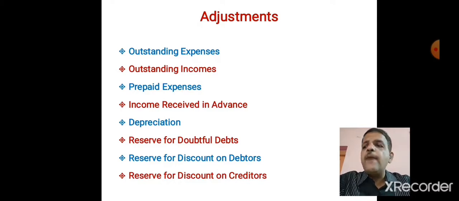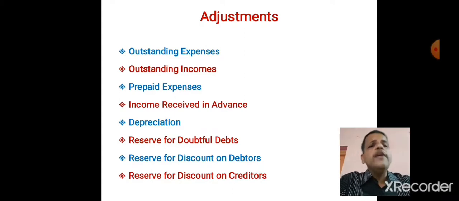The second adjustment is of outstanding income. Now, when we earn some income but we are not receiving it at that time, it is known as outstanding income. Let us say we earned some interest, maybe 5,000, but yet it is not credited to our account or we have not received that in cash. At that time it is outstanding interest, or outstanding income we can say. Now, outstanding income is also known as income due but not received. We can say it is income receivable. Also we can say it is income earned but not received.